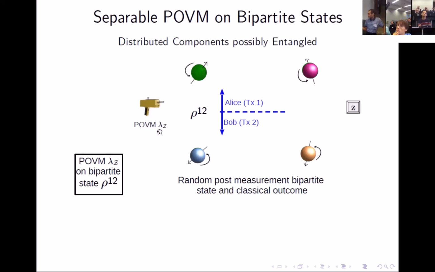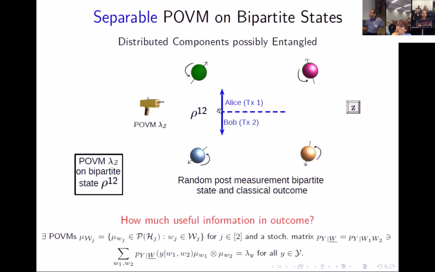So what do I mean by a separable POVM? What I mean is that I can decompose this POVM into two POVMs, mu w1 and mu w2, for j equal to 1 to 2. And I can do some stochastic processing so that I can simulate the lambda y or the lambda z. In other words, I can perform these POVMs at two separate places, and then I can mix the outcomes through a stochastic channel, and that will essentially simulate the lambda y or the lambda z. As I mentioned, the lambda y and the lambda z are interchangeable. So that's what I mean by a separable POVM.